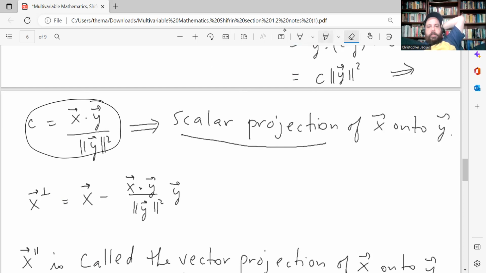And then to get the perpendicular vector, you take the difference of x with the projected vector of x onto y. Right? And you can prove that this is perpendicular by taking the dot product, which maybe I can fit in on the side over here.